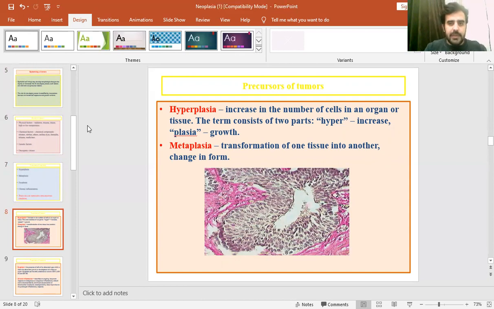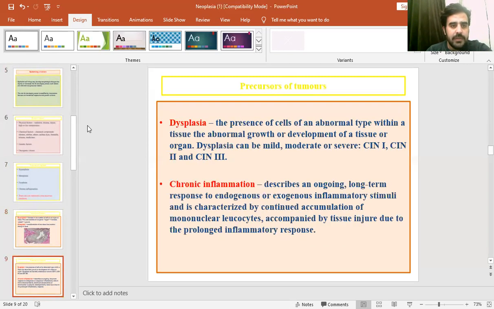Metaplasia is another precursor of the tumor. The transformation of one tissue into another, or change in the form, we call metaplasia. Dysplasia. The presence of cells of an abnormal type within a tissue, the abnormal growth or development of a tissue or organ. It can be mild, moderate, or severe. For example, cervical intraepithelial neoplasia CIN 1, 2, and 3 are examples of dysplasia, depending upon their severity. It can be either mild, moderate, or severe.